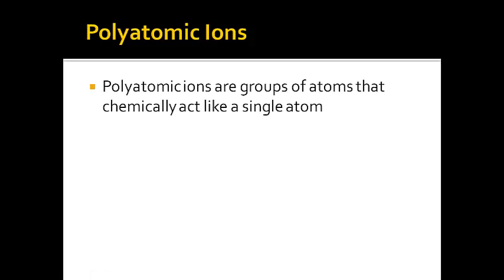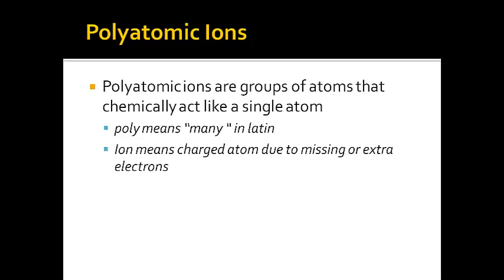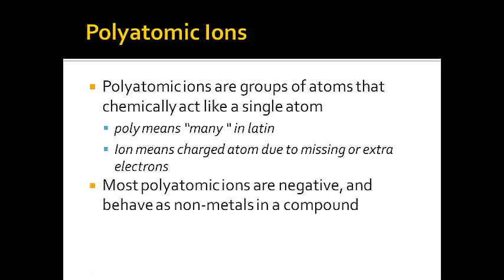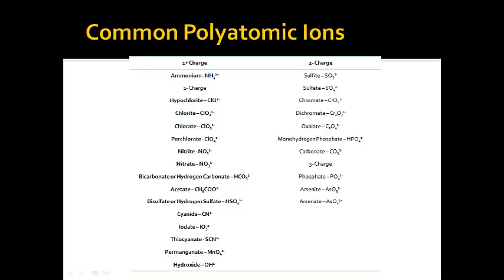To understand what polyatomic ions are, it helps to break the word down. Poly just means many, so literally, many atoms. And ions are charged atoms that gain or lose electrons to become charged. Most polyatomic ions are negative and behave as nonmetals in a compound. An exception to this is ammonium, which acts as a metal.